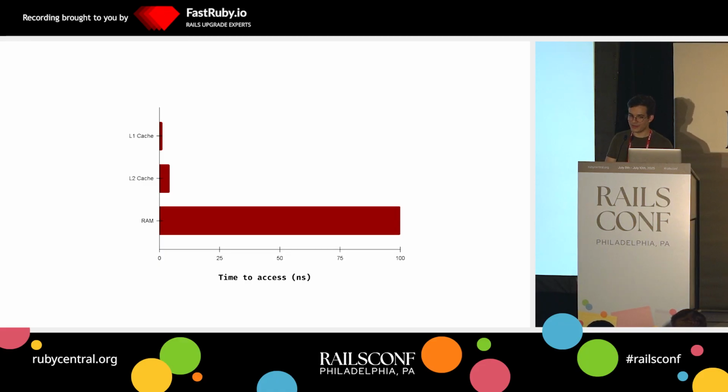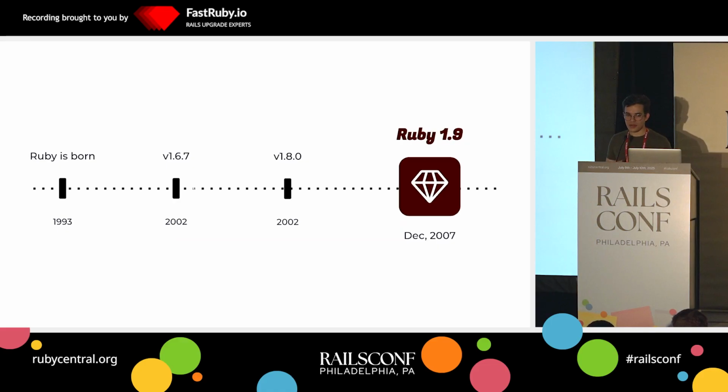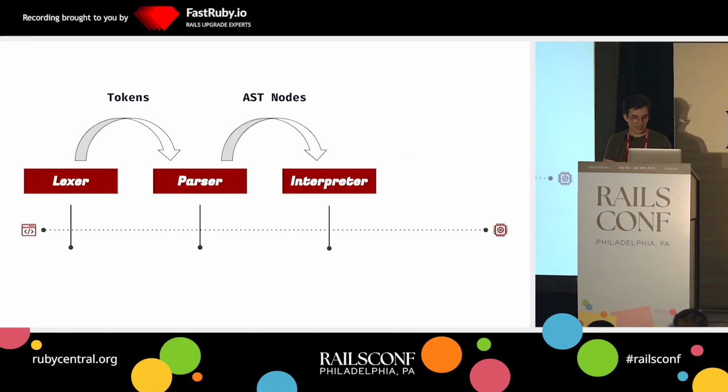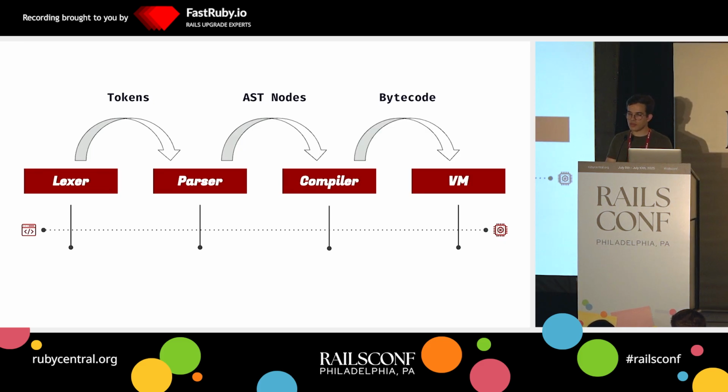So it's pretty slow. So that's why in Ruby 1.9, after 14 years of this first architecture, Ruby changed. And it changed its interpreter to a compiler. And now the compiler receives the AST and compiles it into bytecode, which is a list of instructions. And those instructions are run by a VM.